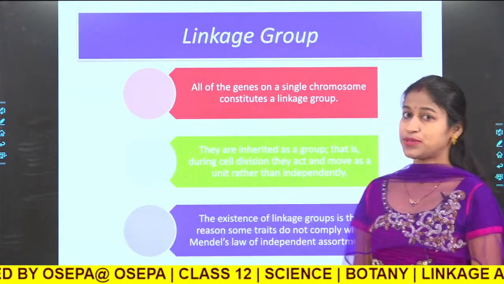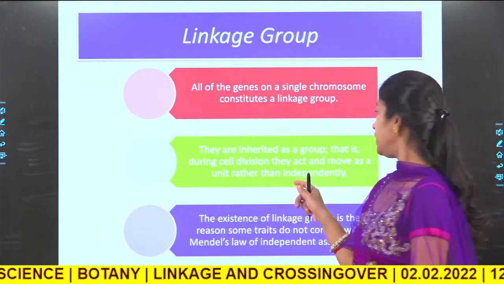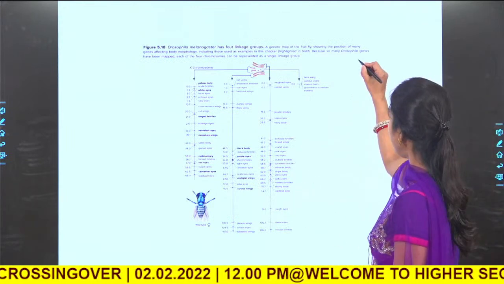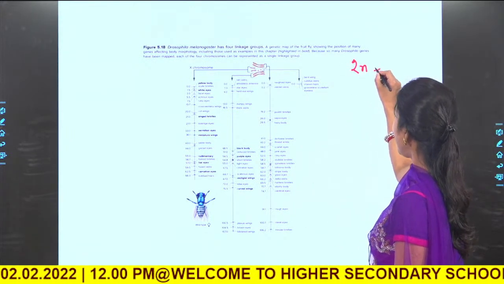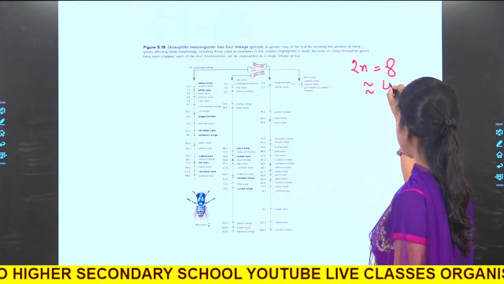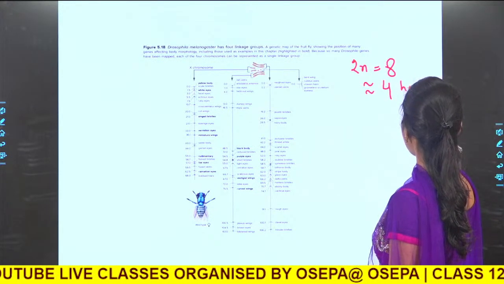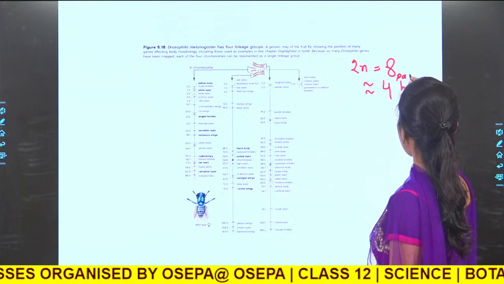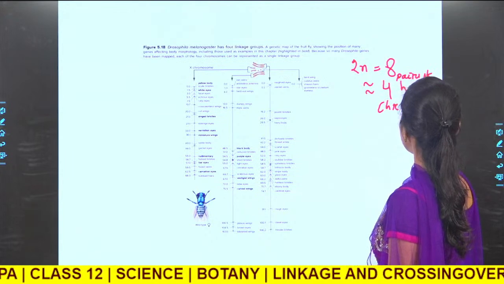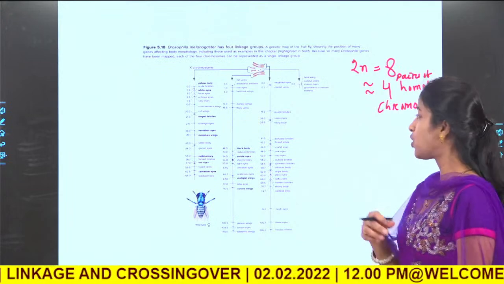Now, the next point is linkage groups. What are linkage groups? For example, let us have a look at this. Drosophila melanogaster has a diploid chromosome number of 8, or we can say it has 4 homologous pairs of chromosomes, 4 pairs of homologous chromosomes.